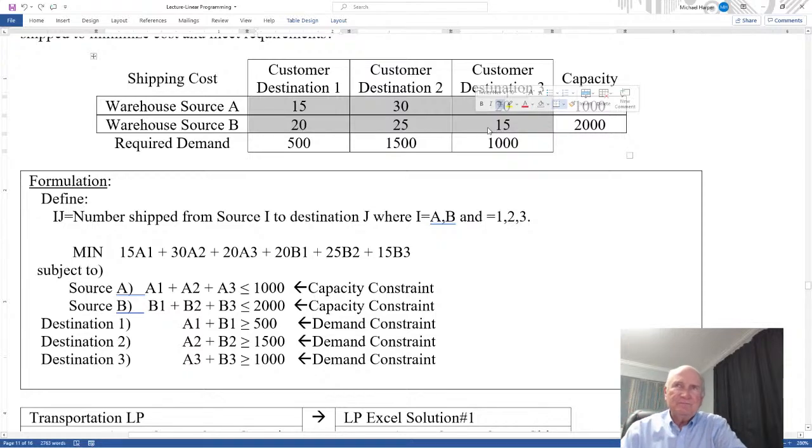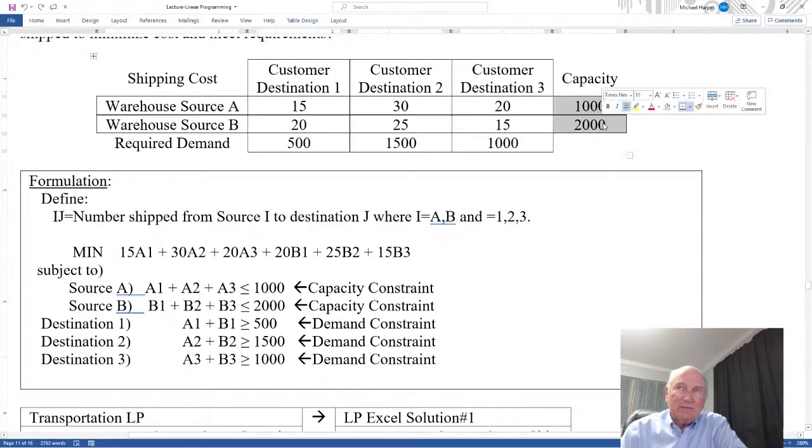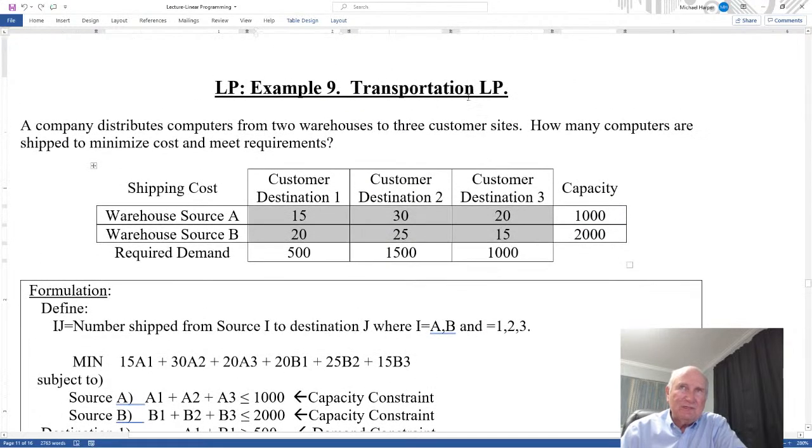to a destination. So the question is, how many does A and B ship to 1, 2, and 3, so the customer at least meets its required demand, does not exceed the capacity that it has to ship, and it minimizes its shipping cost? That's called the transportation LP. LP is short for linear program.